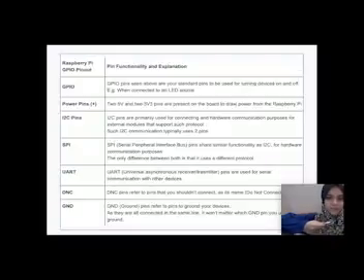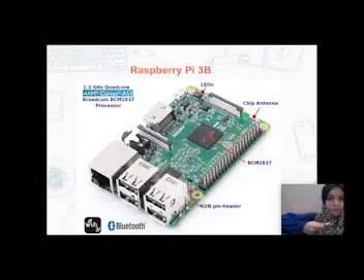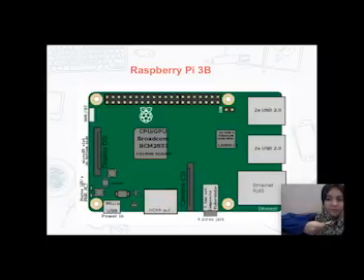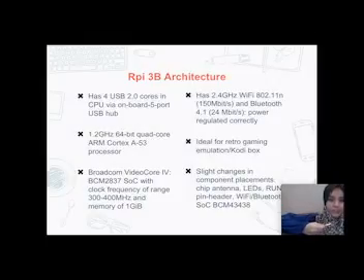Okay, this is the explanation I just mentioned, and we'll move on to the Raspberry Pi 3B architecture, which we will focus on because we will use Raspberry Pi 3B in this assignment. This is how it looks like, and the architecture basically consists of 4 USB 2.0 cores in CPU via an onboard 5-port USB hub. The CPU is a 1.2 GHz 64-bit quad-core ARM Cortex-A53 processor, which is said to be 10 times the performance of Raspberry Pi 1 and 80% faster than Raspberry Pi 2.